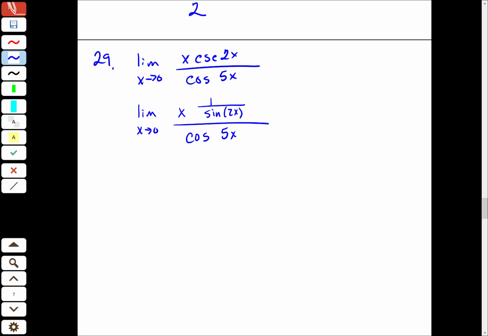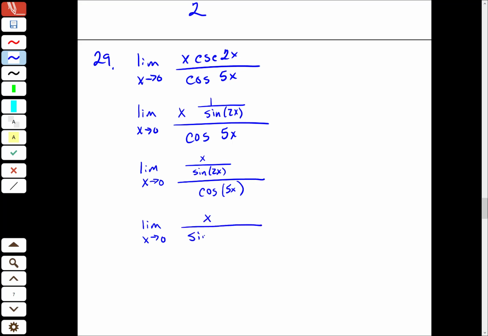Okay, and so now I look ahead. I might take a moment to think about this. And I get x over, then I kind of get sine 2x all over cosine of 5x. And I might put this into one fraction, the limit as x goes to 0, and really I have x over sine 2x cosine 5x.